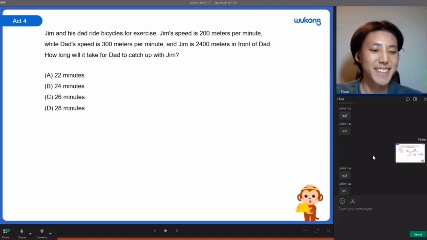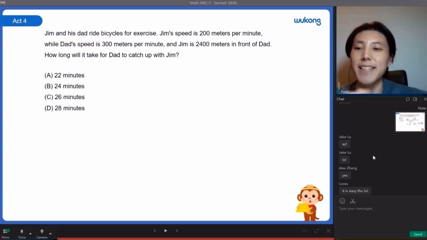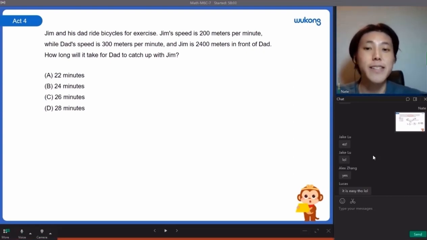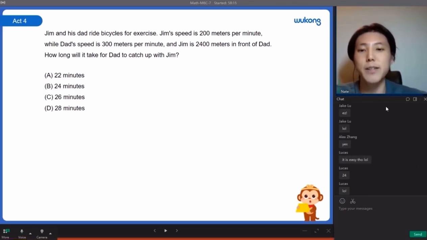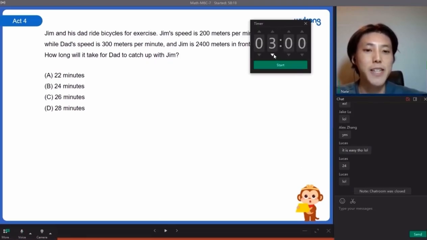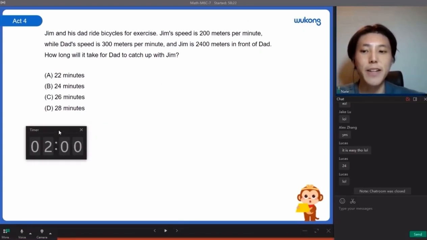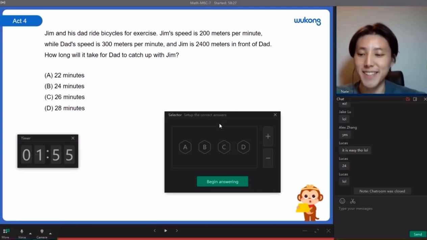Okay. Now, I want you guys to try this question. Jim and his dad ride bicycle for exercise. Jim's speed is 200 meters per minute, while dad's speed is 300 meters per minute. And Jim is 2,400 meters in front of dad. How long will it take for the dad to catch up with Jim? Okay. Now, guys, hold on to your answers. Please, let other friends have a go. Since you guys are confident, I'm going to give you 2 minutes. And I'm sure you guys can manage this. Ready? Here we go.